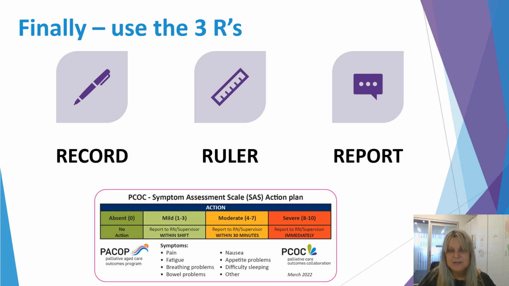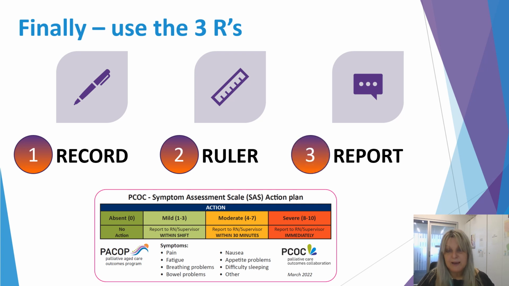Finally, once you have this information, we use the 3 R's. First of all, record the score. Then look at the ruler and work out how quickly you need to report this information back to the nurse. So if there is no distress or it is absent, you don't need to report it, of course. If there is mild distress in relation to this symptom, you should report it to the nurse within the shift.